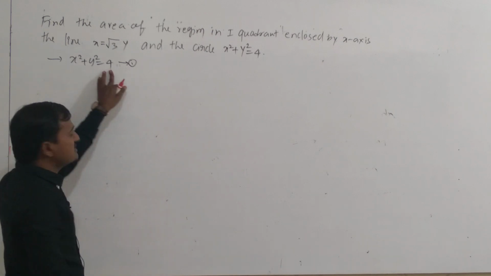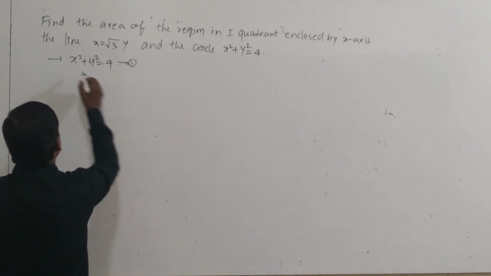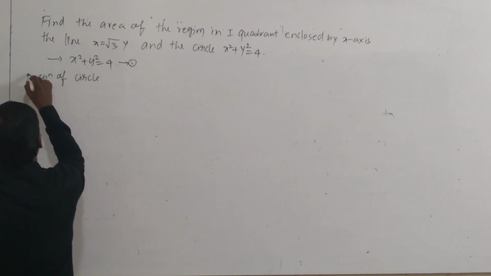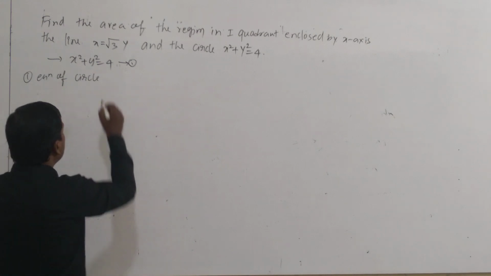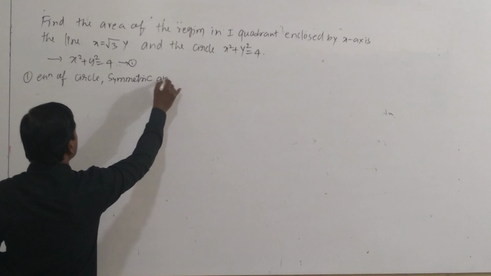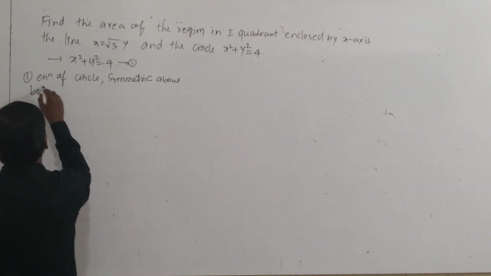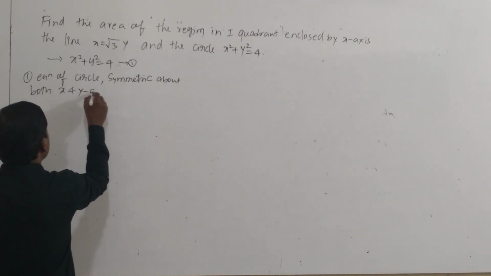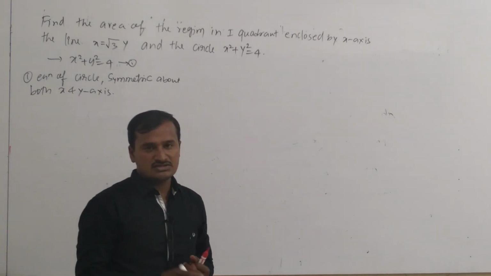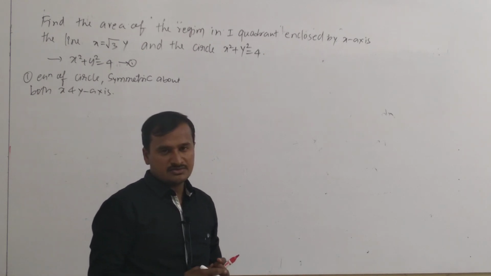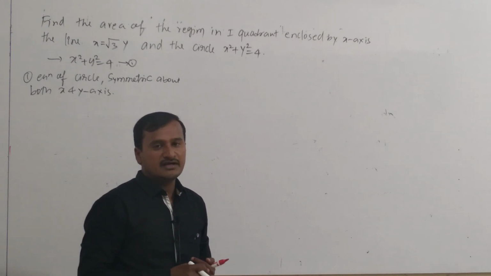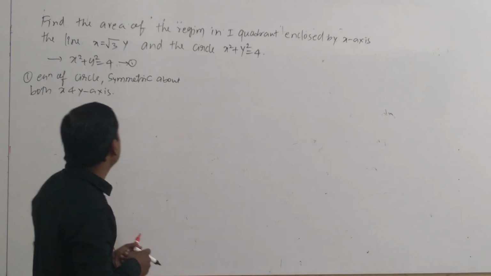So clearly it represents the equation of a circle. Equation 1 is the equation of a circle, and it is symmetric about both the x and y axis. Why is it symmetric about both axes? We know the properties of symmetry of a curve: if both even powers of x and y are there, then it is always symmetric about both the x axis and the y axis.